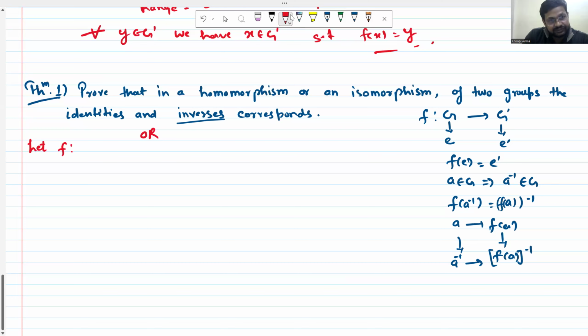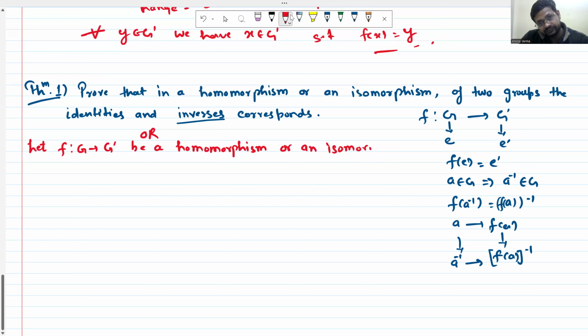Let F from G to G dash be a homomorphism or an isomorphism. It means there is no need of one-one and onto, because if something is true for a homomorphism, the only importance here is homomorphism. There is no importance of one-one and onto. So they can ask this is true for this, and it will be true for this also.